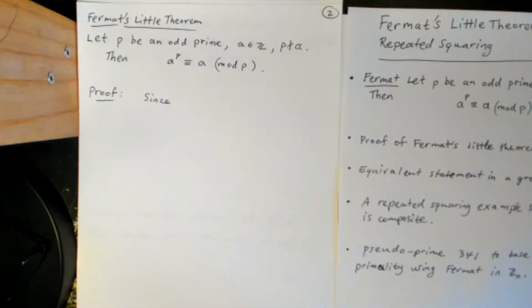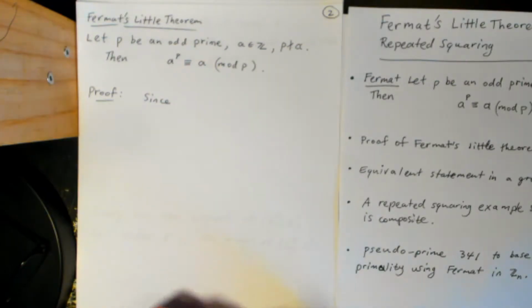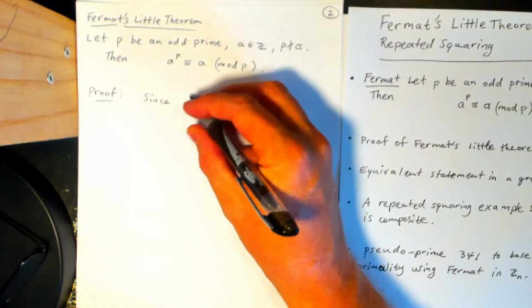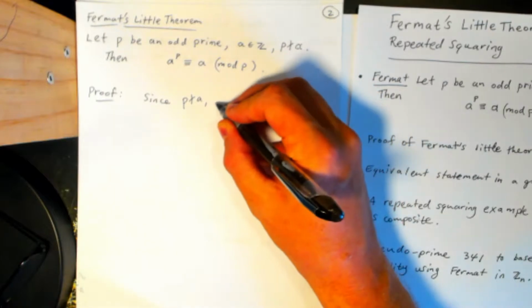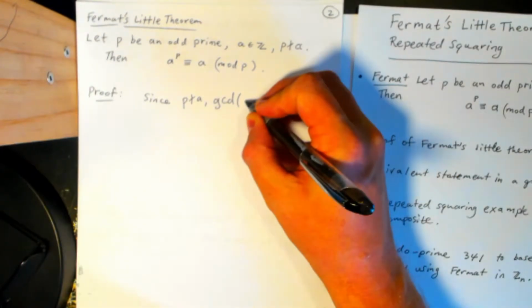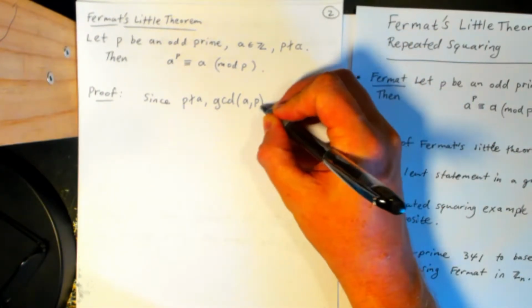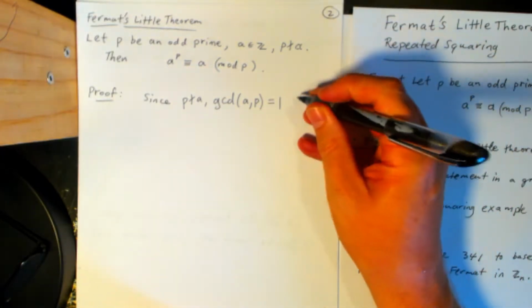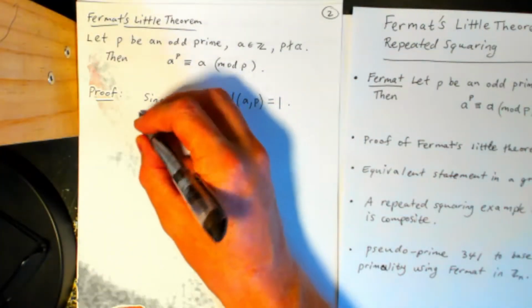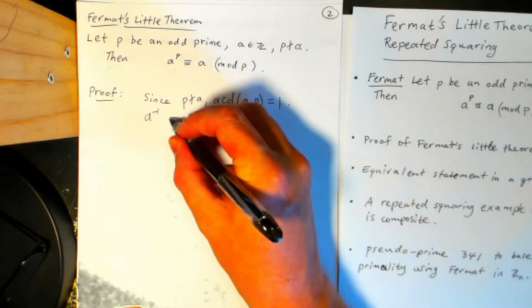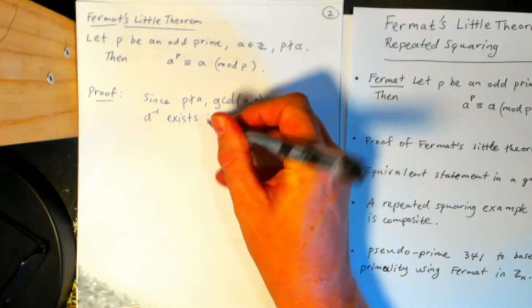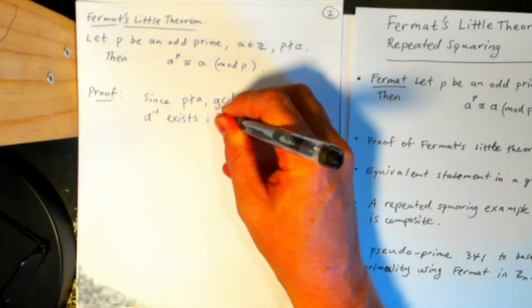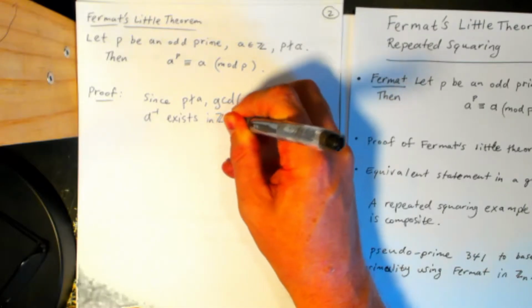Okay, so we've got our statement. So now I want to start to prove this statement. So what we want to do is first note that since P does not divide A, we have the greatest common divisor of A and P is equal to 1. Right, so what this means is that A inverse exists in integers modulo P.